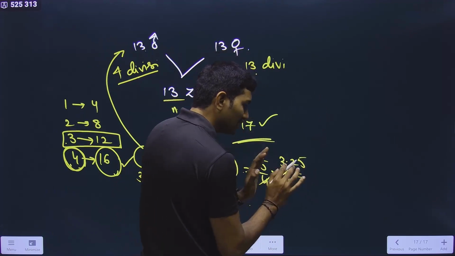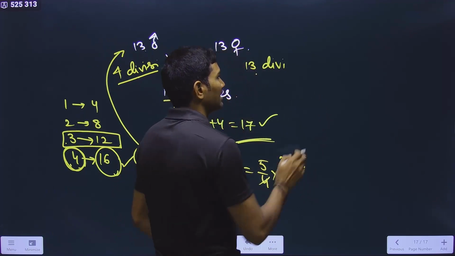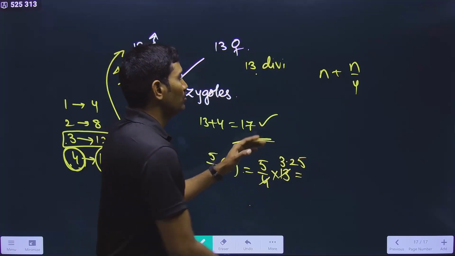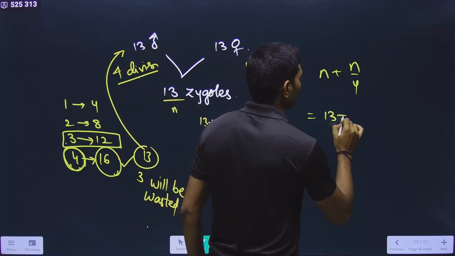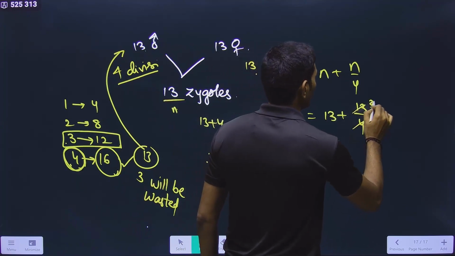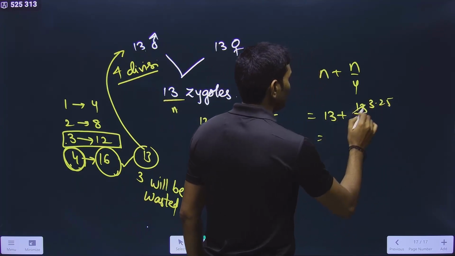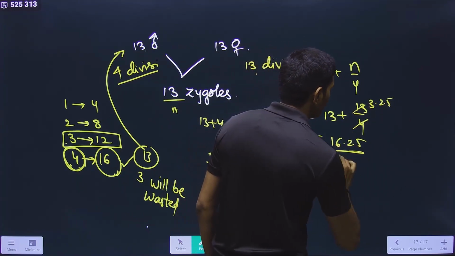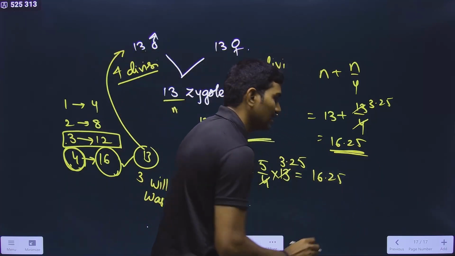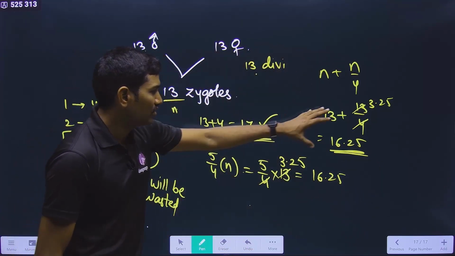Or else, the same thing. Don't get confused. You will get exactly the same answer. Some students have a habit of calculating like this: n plus 13 by 4. Now it will be what? 3.25. Now it will be what? 16.25 you are getting. Yes or no? So here also you will get the same thing, 16.25. Anyhow you will get exactly the same number.